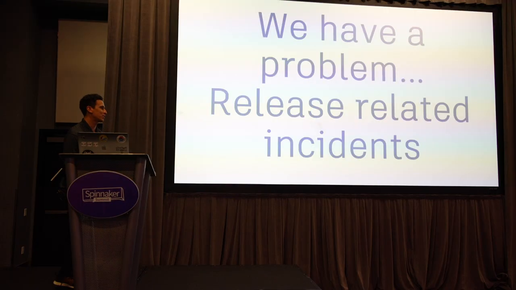So today's story, like every other story you've heard at this conference, is about a problem, and a very common problem that you're all probably very aware of, release-related incidents. At PlanGrid, while we do have a service-oriented architecture, roughly 30-40 services facing production usage, most of our traffic is going to a monolith.